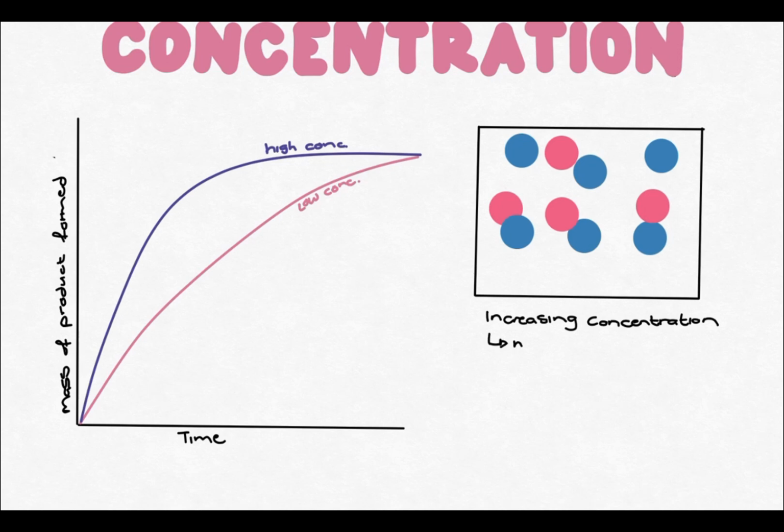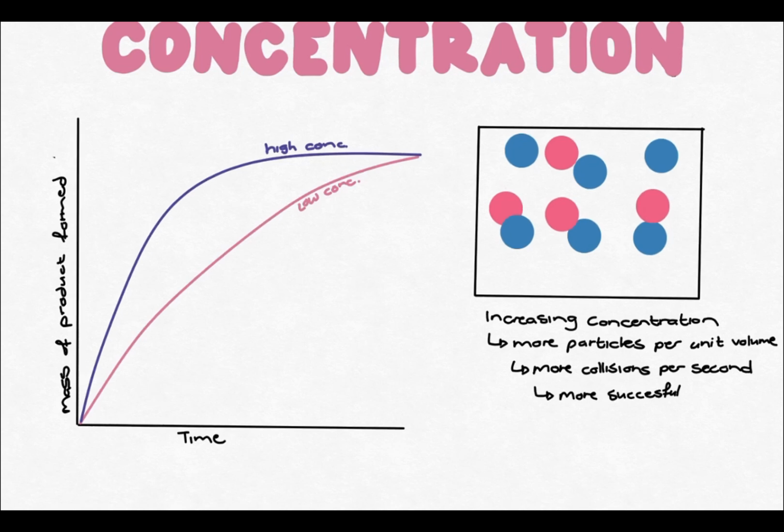This is because by increasing the concentration, there will be more reactant particles in a given volume. This will cause more collisions per second, leading to more frequent and successful collisions per second, and therefore the rate of the reaction will increase. So if we double the number of particles, we will double the number of collisions per second. So the number of collisions is proportional to the number of particles present.